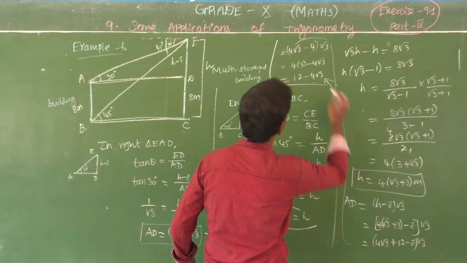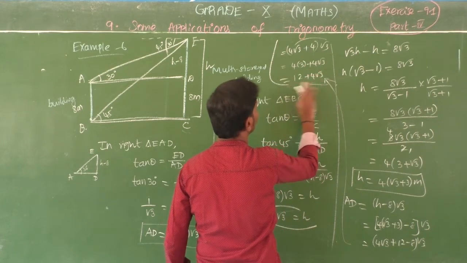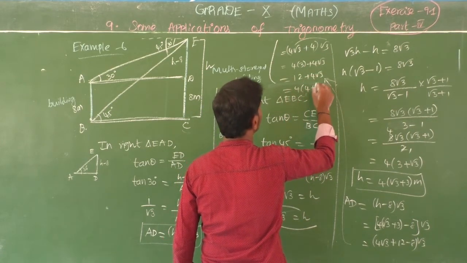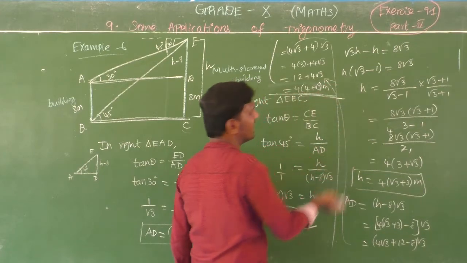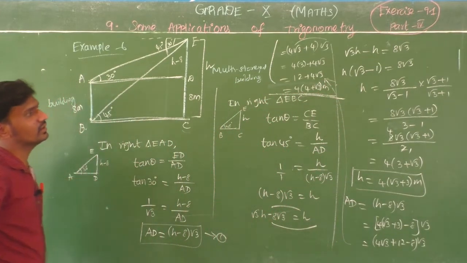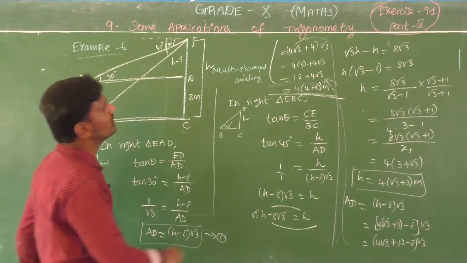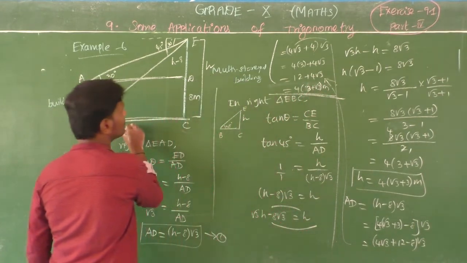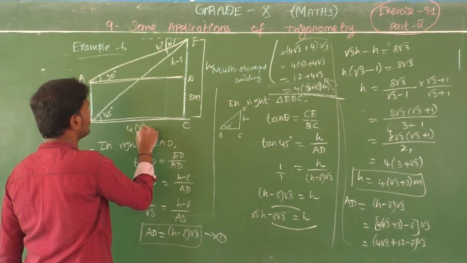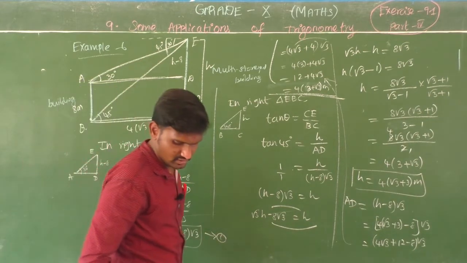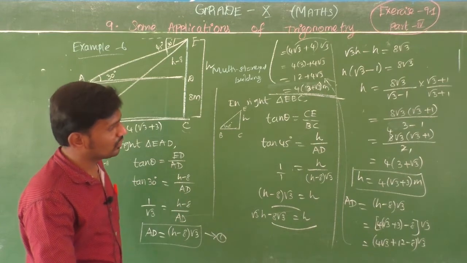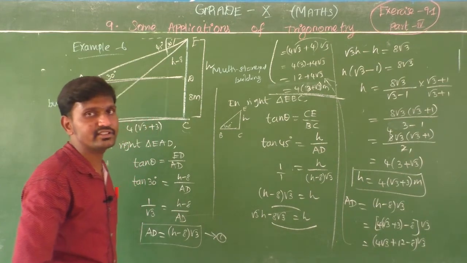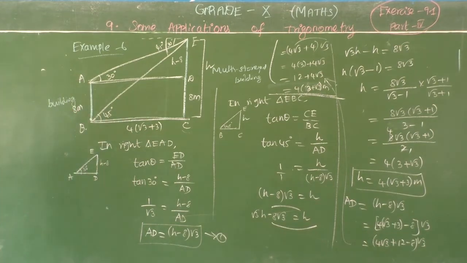So 12 plus 4 root 3. Here I am taking 4 in common, so 4 into 3 plus root 3 meters. Now what is your final answer? 4 into 3 plus root 3. So what is the distance between the two? 4 into root 3 plus 3 or 3 plus root 3? 3 plus root 3. Have you got it, children? Yes, so that's your final answer. The next question.